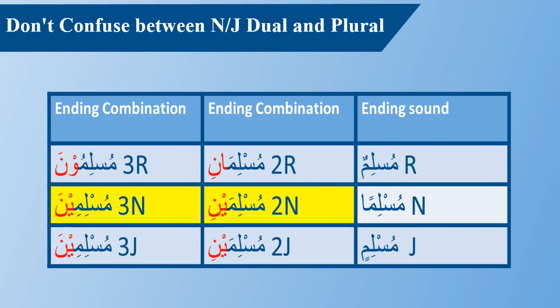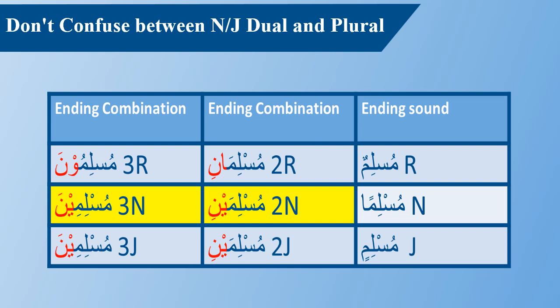Please pay attention at the second and the third column, nasb and jar of dual and plural. They look pretty much the same, but there is a change in harakat. Muslimaini is the dual form, Muslimina is the plural form. Noon has kasra in dual form and noon has fatha in plural form.